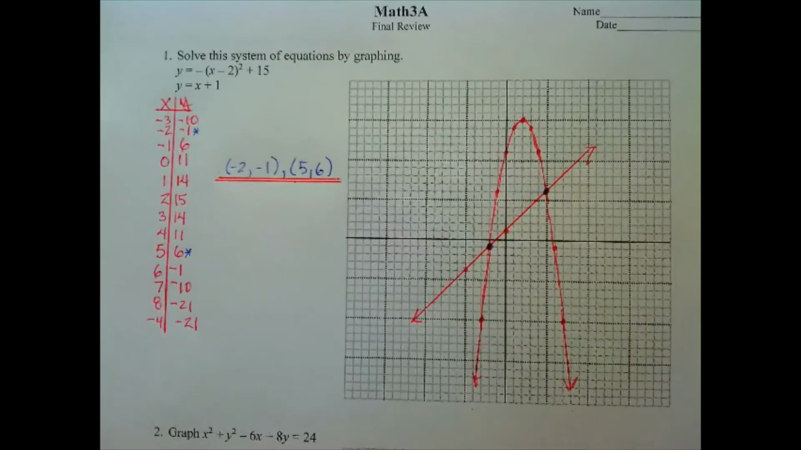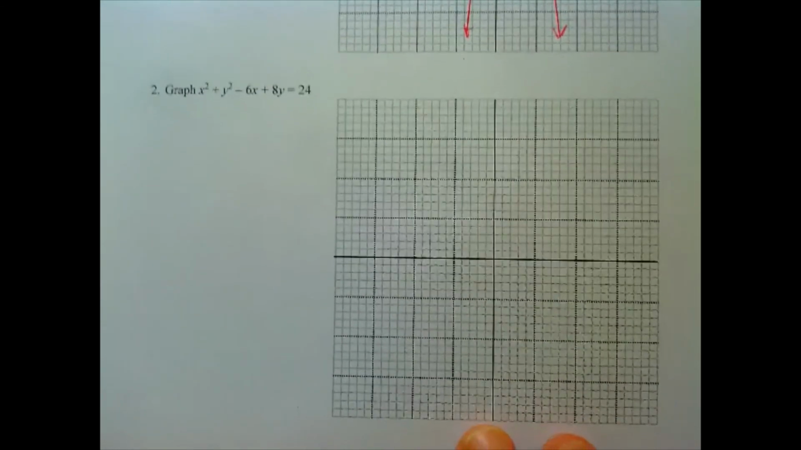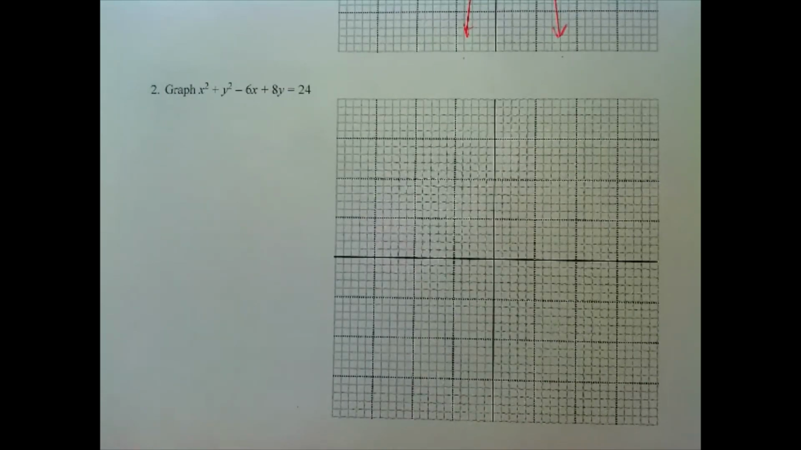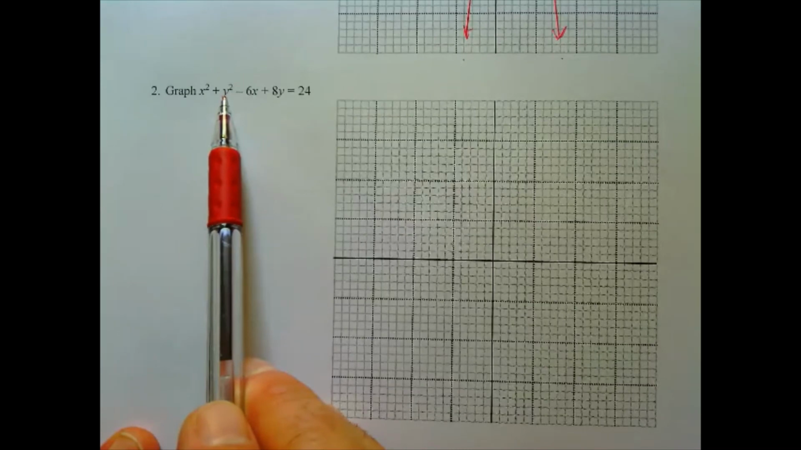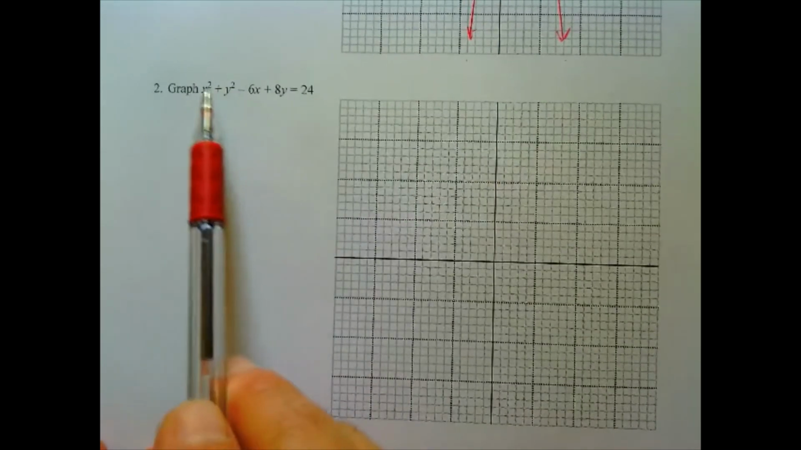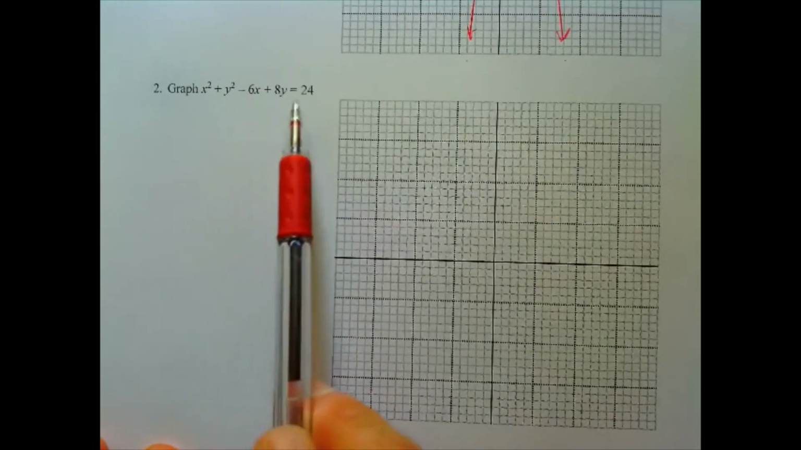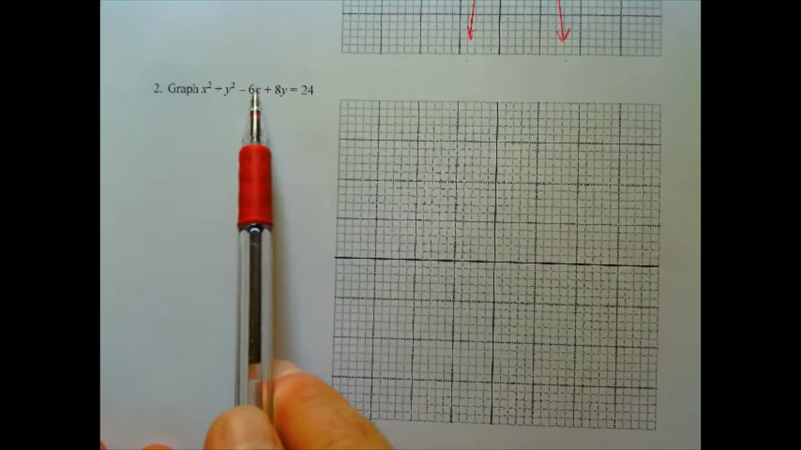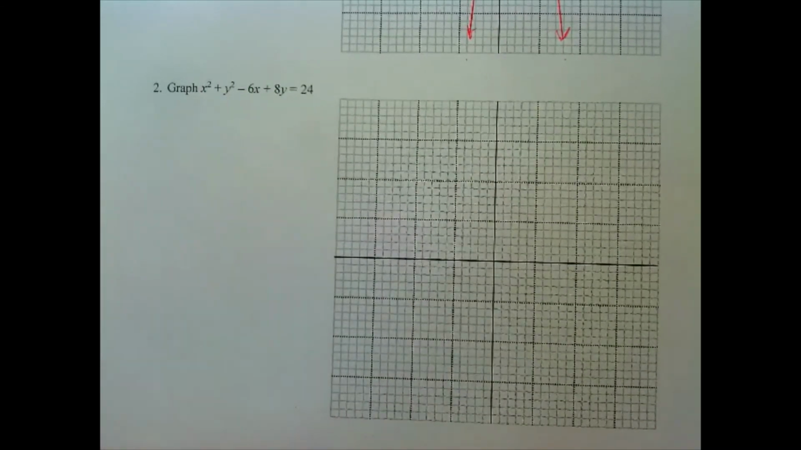Now, problem 2 here is to graph a circle. I know that it's a circle because I have an x squared plus a y squared, and neither one of them has anything in front. So even if I were to see if this made an ellipse, it would have to have the same number underneath both. And so it's a circle.